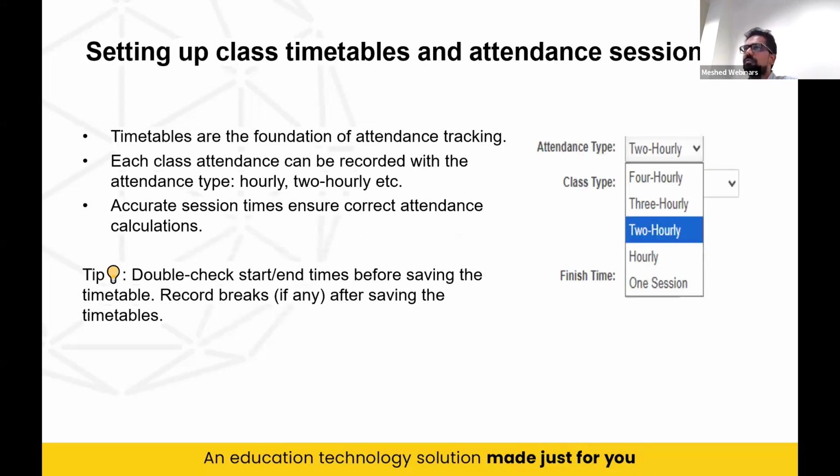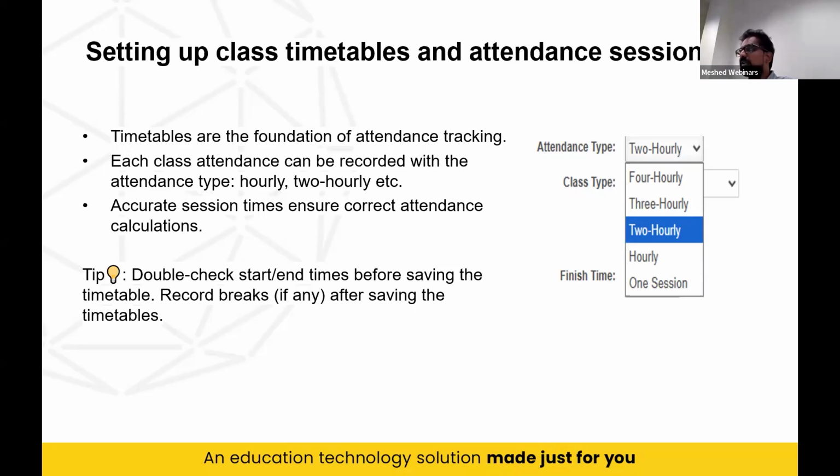Firstly, to start off, setting up class timetables and attendance sessions. Class timetables are the foundation for attendance tracking; this is the backbone for attendance. When you create class timetables in the system, generally you create a class timetable for a particular subject, which is running on a Monday from 8 a.m. to 10 a.m. The class duration is 2 hours.